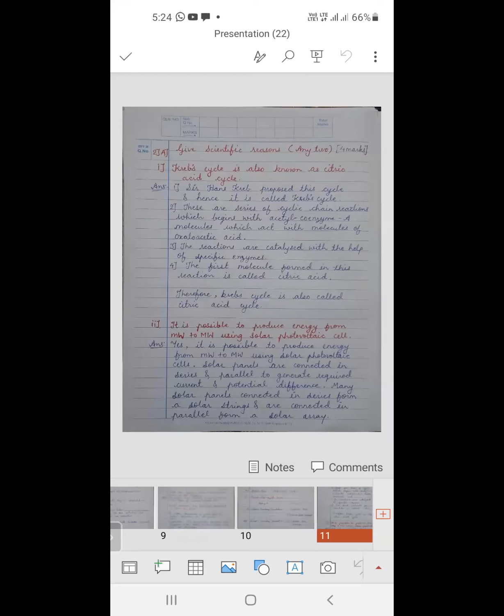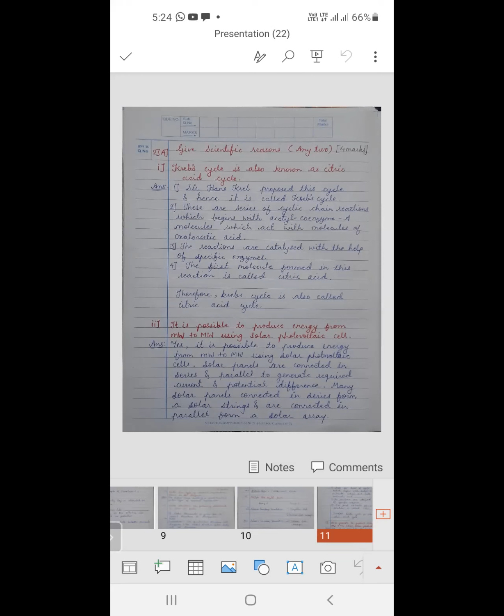Now we will move forward to the next question, question number second A. What is the second A question? Give scientific reasons, and you have to write any two here, and it carries 4 marks. What is the first question? Krebs cycle is also known as citric acid cycle. Here you have to write answers point-wise. You have to write in numbers, or you can write stepwise.